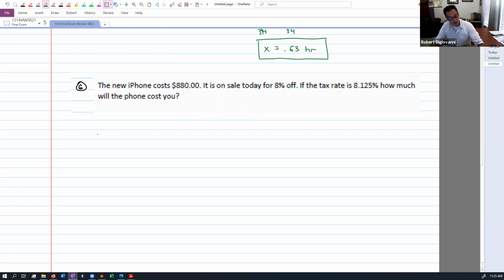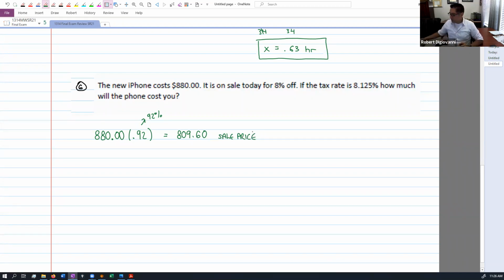So the way I showed y'all how to do this, which you don't have to, but I think is easier, is to take the 880 and multiply it by 0.92. 0.92 represents the 92% that you have to pay, right? 8% off is the same as paying 92%. So I'm going to just get on my calculator and take 880 times 0.92, and that gives me a new price. So this is how much the phone's going to cost, $809.60. So that's the sale price. That's what I'm going to pay tax on.